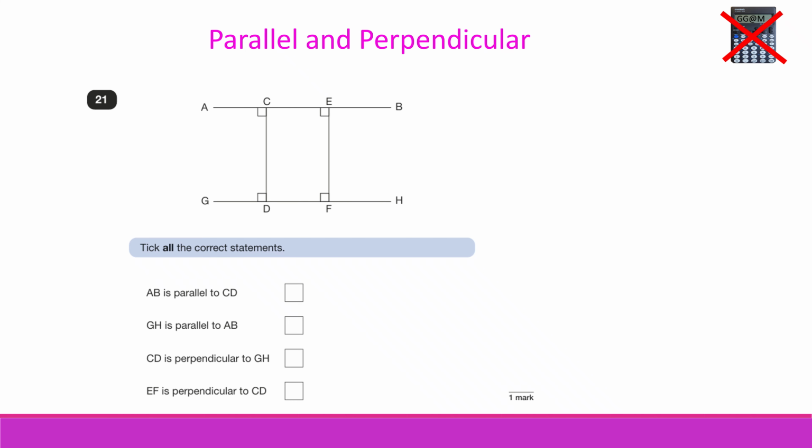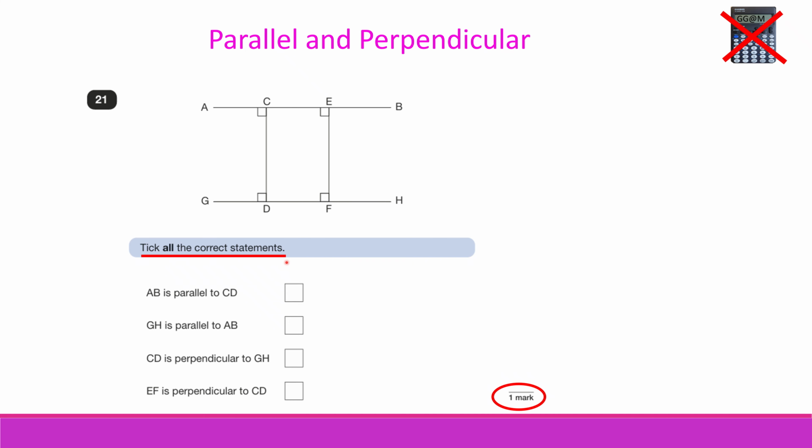In this question, you have to tick all the correct statements. So these are the 4 statements underneath written down here. And there are 2 key words within these statements, the word parallel and perpendicular. So you need to know the difference between the word parallel and the word perpendicular. And then you've got to tick the ones which are correct. This is worth 1 mark in the exam.